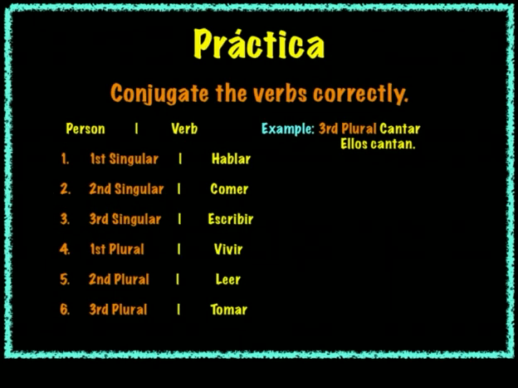Now, la práctica. Practice. Conjugate the verbs correctly. I've given you 6 verbs in the infinitive form. To the left, I've given you a person and a number for each. I want you to conjugate these 6 verbs in the simple present tense using the person and number to the left of them. For example, third person plural, cantar.